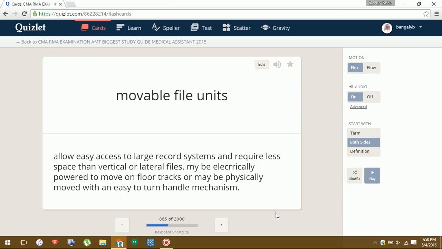Movable file units allow easy access to large record systems and require less space than vertical or lateral files. They might be electrically powered to move on floor tracks or may be physically moved with an easy-to-turn handle mechanism.